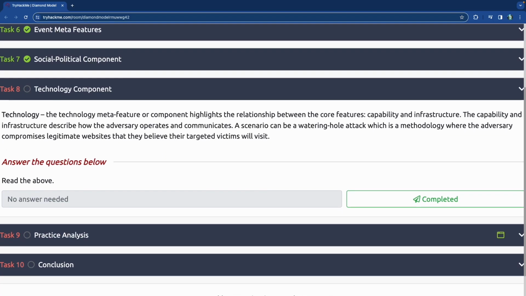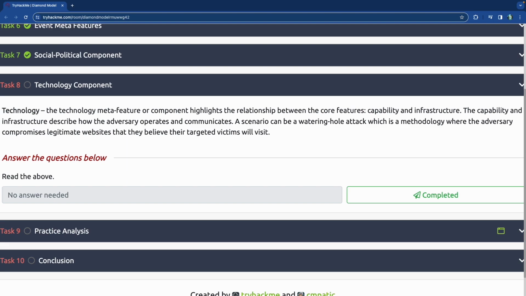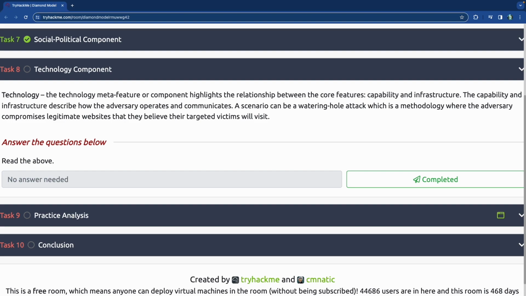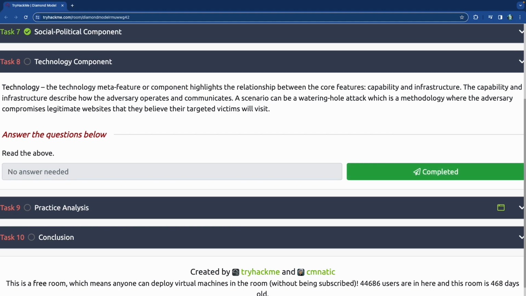The technology component would be the meta feature that highlights the relationship between the core features, so capability and infrastructure. Capability and infrastructure describe how the adversary operates and communicates. A scenario can be a watering hole attack, which is a methodology where the adversary compromises legitimate websites that they believe their targeted victims will visit. Okay?